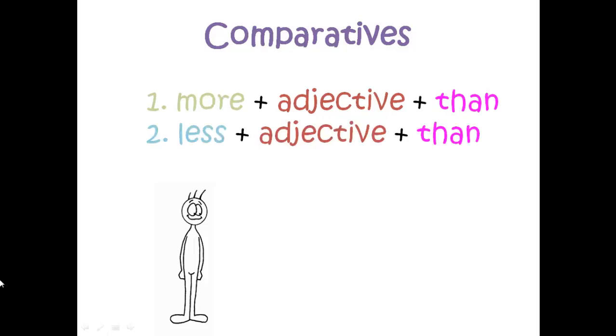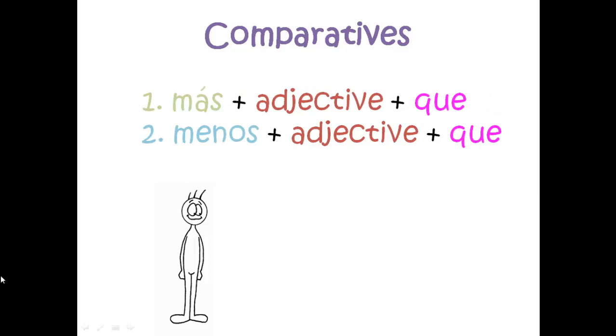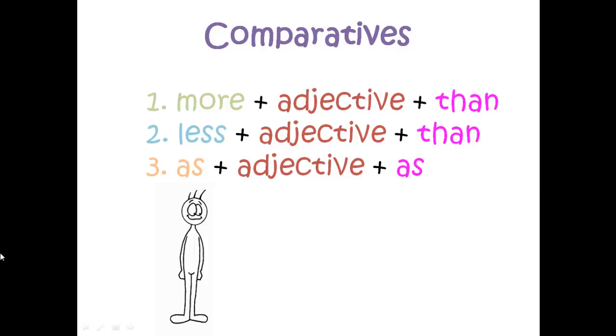Nice and easy. So let's look at less intelligent than. If you want to say less plus your adjective plus than in Spanish, really, really easy. You replace the más with menos. So you'd say es menos inteligente que yo. So that means he is less intelligent than me. And finally, as intelligent as. So he is as intelligent as me.